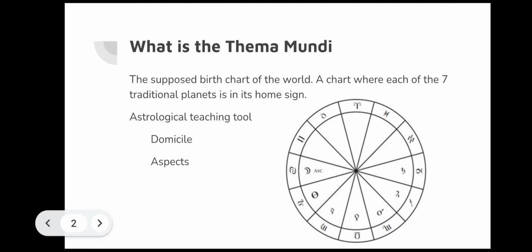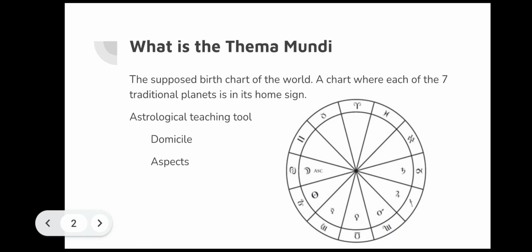So this is the Thema Mundi over here, and sometimes you'll see it with these planets at 15 degrees of their respective signs. But it's not super important. It's just important to know that each of these planets resides in these signs.